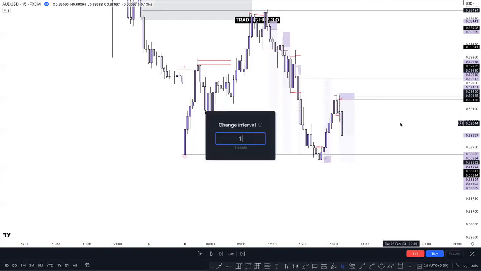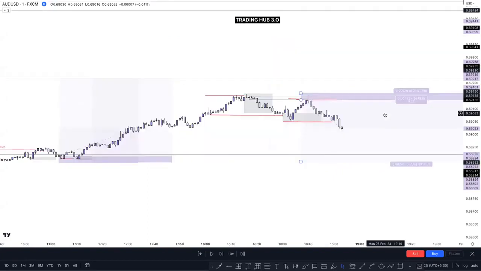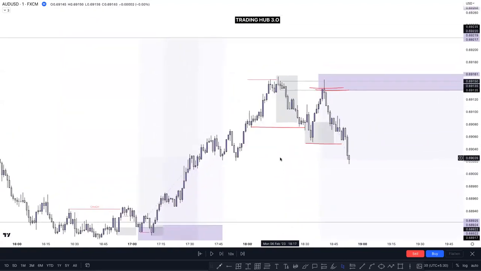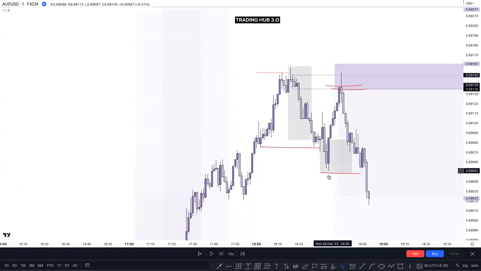So let's switch again to a 1 minute time frame. If there is any 1 minute order block, we are definitely planning to buy here based on the single candle mitigation. So the next entry was here for the buy. Let me show you exactly.